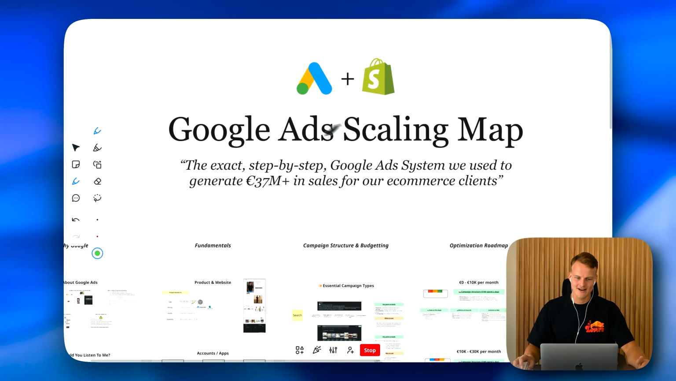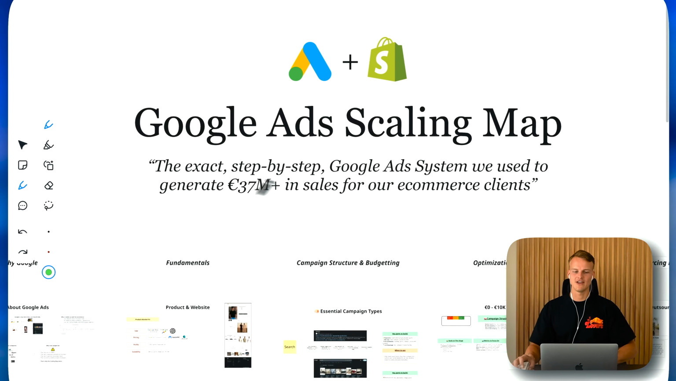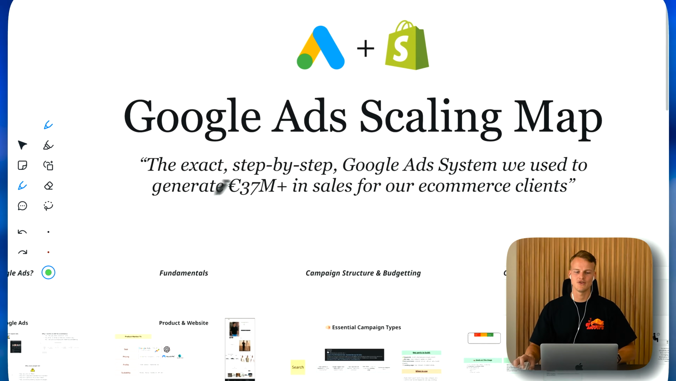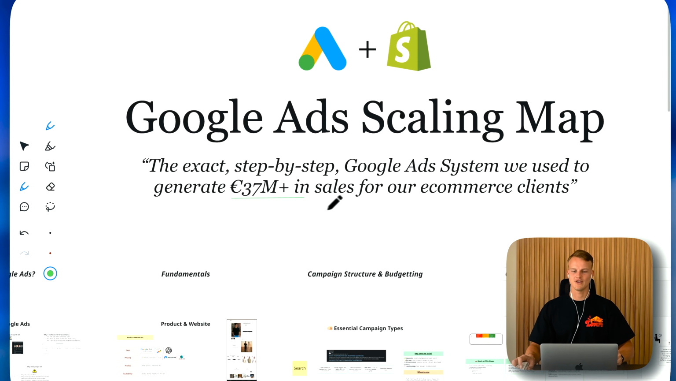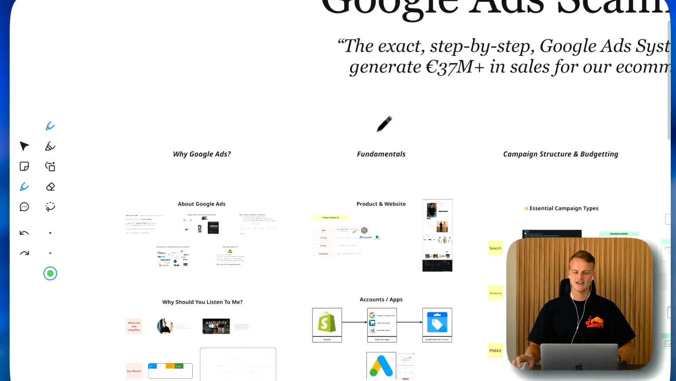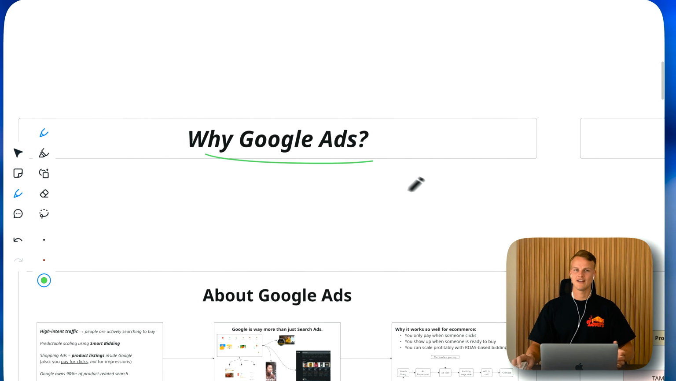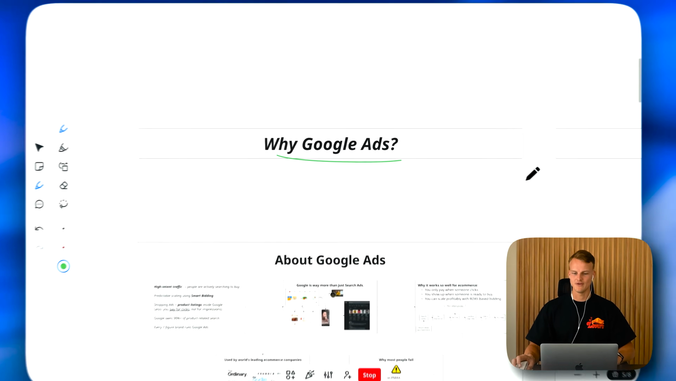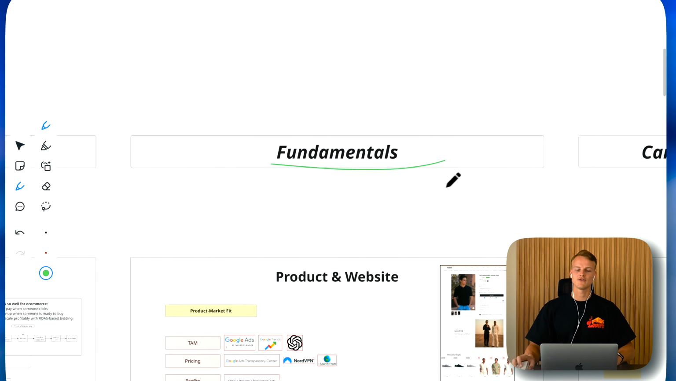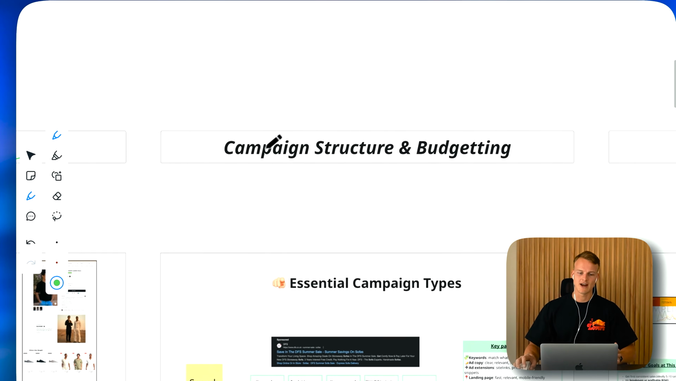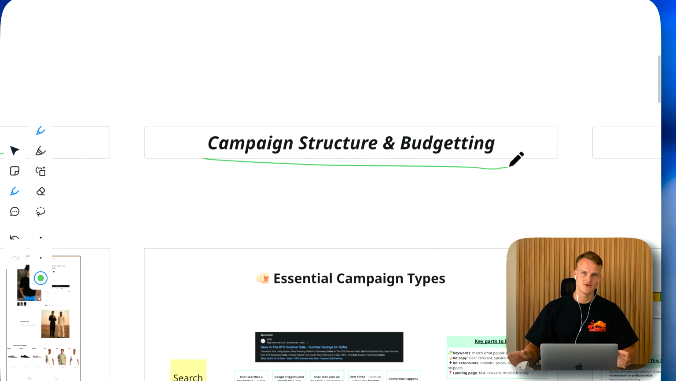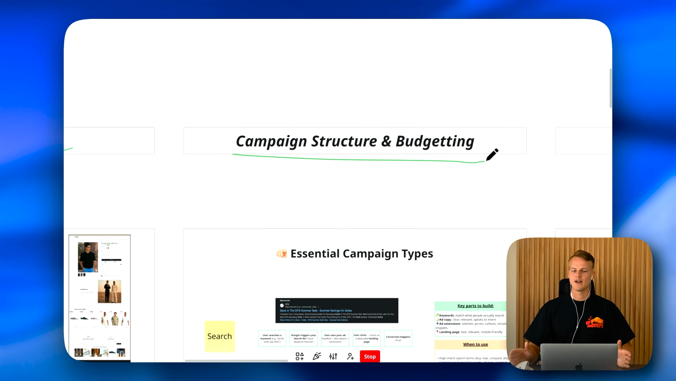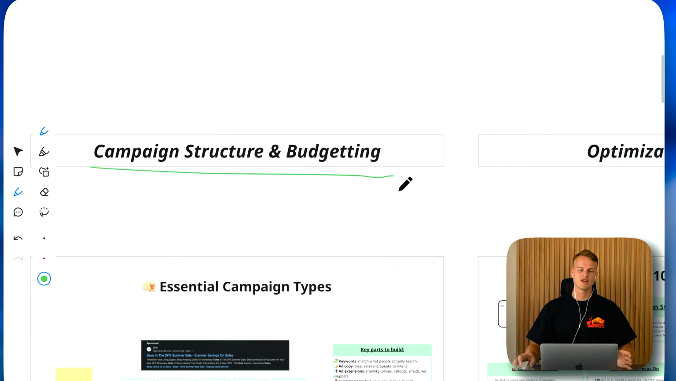Okay, so as I said, this is the Google Ads scaling map, right? The exact step-by-step Google Ads system we use to generate 37 million euros in sales for our e-commerce clients. I'm going to first cover why Google Ads is a very important and essential ad platform to use. Then we're going to cover the exact fundamentals to make sure that you know exactly what you need before you even start advertising. Then I'm going to tell you about all campaign types that you need to know, and all campaign structures and budgetings, and pretty much everything you need to know about all campaigns within Google Ads.